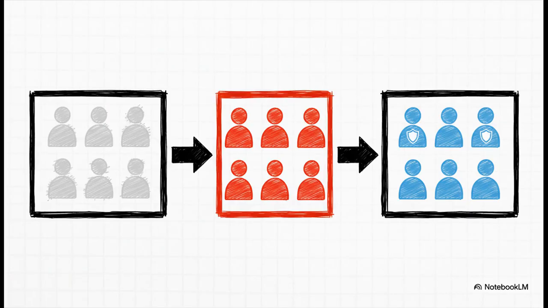And finally, there's the R bucket, which stands for recovered or removed. This is for people who've recovered and now have immunity, or sadly, for those who have passed away. And that's it. That's the fundamental flow of an epidemic. People moving from susceptible to infected to recovered.